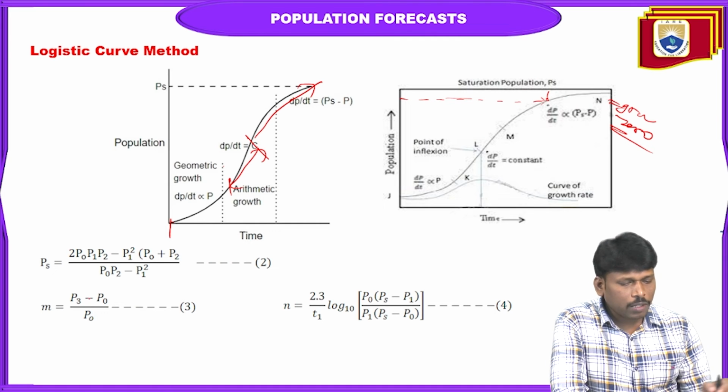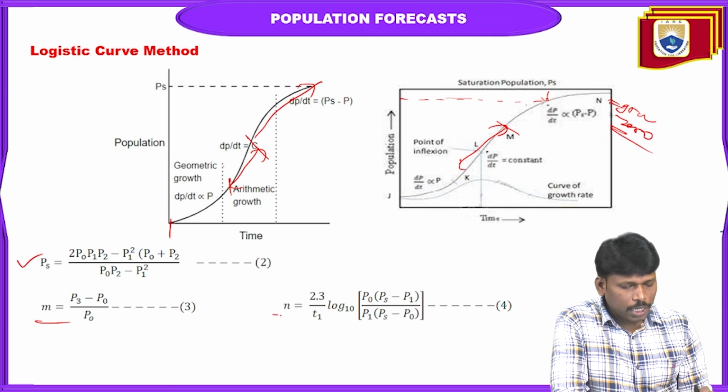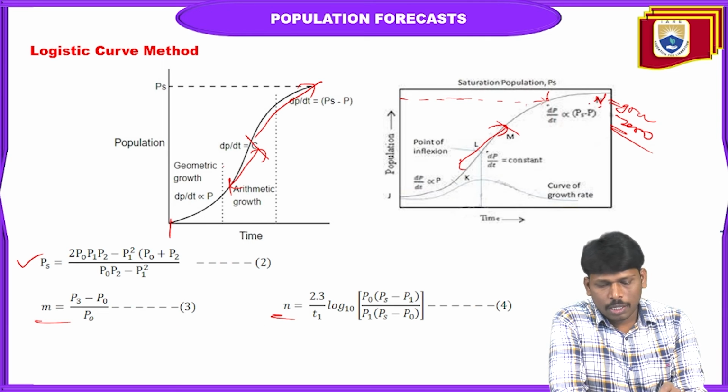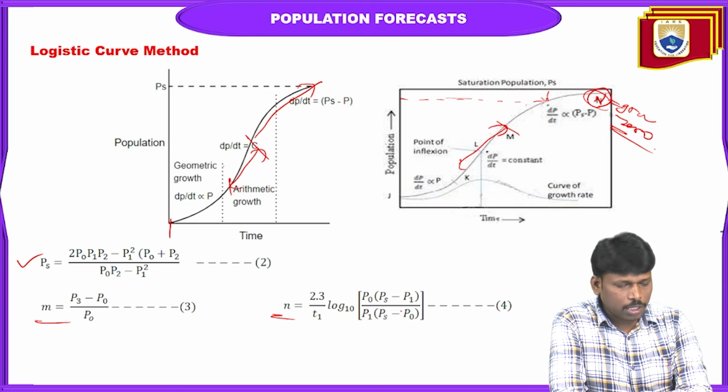So now these are the various formulas we need to work on to get the population at the saturation point, and then the population at M, which is the transition one, the peak point. N is where the population growth becomes 0. There, what is the population? To calculate this, you need to consider this.